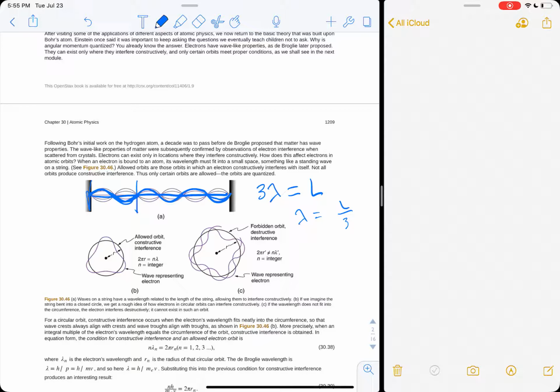And then c equals lambda f for the speed of light, for example, but that's true for any velocity. v equals lambda f. So then v equals L over 3 f, and the frequency that you need to vibrate this string at is going to be 3v over L. And v would be the velocity that a wave travels on that string, which would be a function of its tension and some other things there.